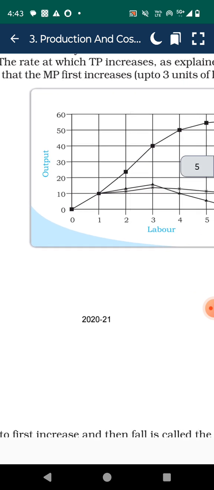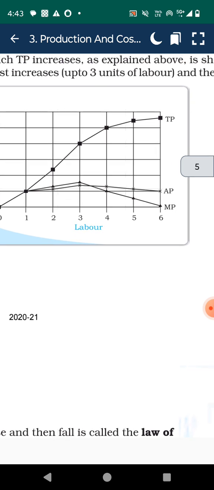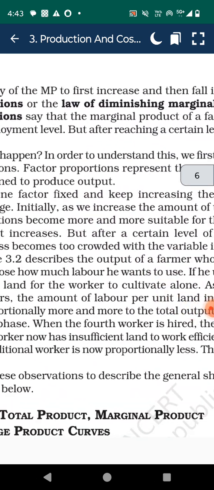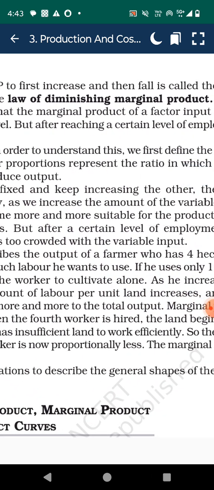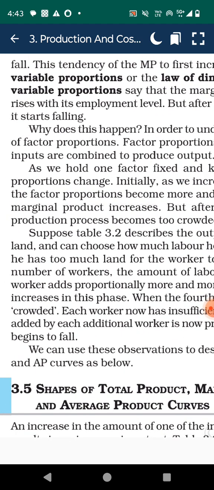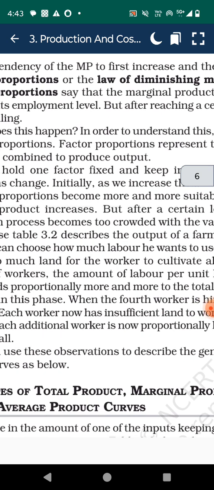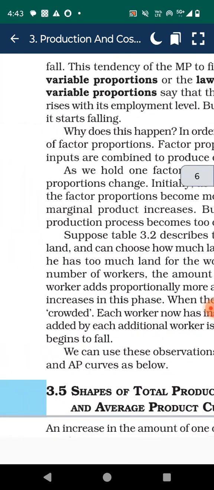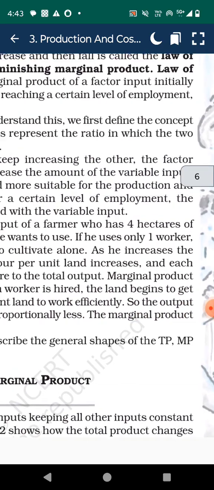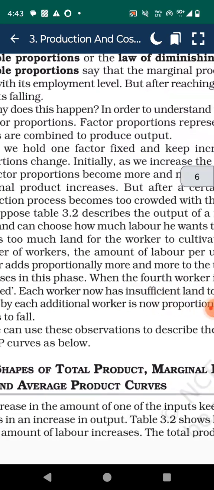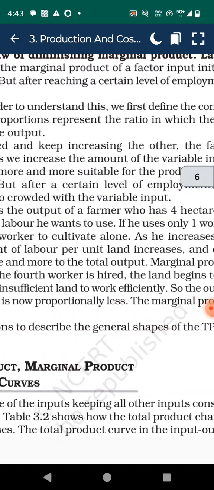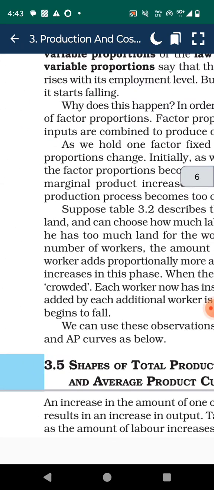Notice that the marginal product, MP, first increases up to 3 units of labor and then begins to fall. This tendency of the marginal product to first increase and then fall is called the law of variable proportion or the law of diminishing marginal product. The law of variable proportion says that the marginal product of a factor input initially rises with employment of labor, but after reaching a certain level of employment, it starts falling.